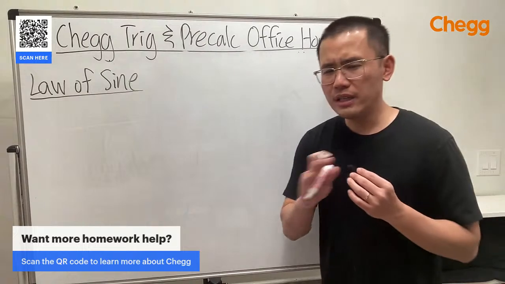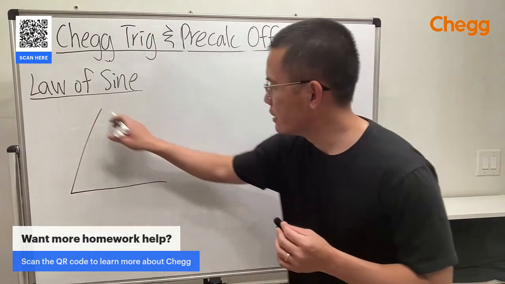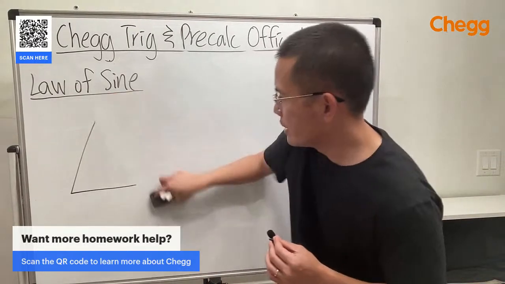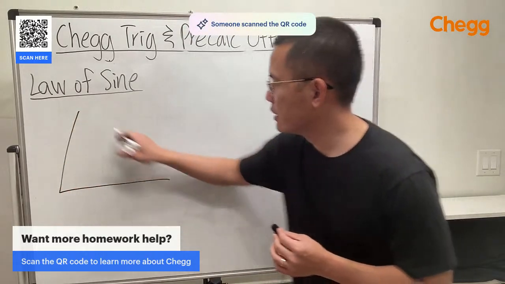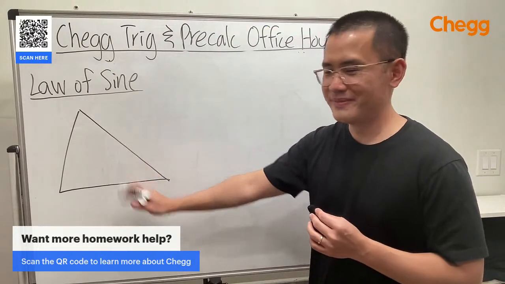So you can start with any triangle. Any triangle, doesn't matter. Any triangle. Okay? This is not an equilateral triangle. I will try to make it look more like a non-equilateral triangle. Okay? Definitely not an equilateral triangle now.